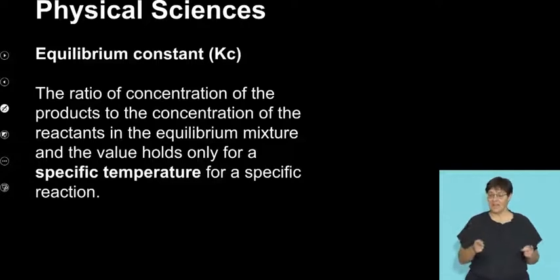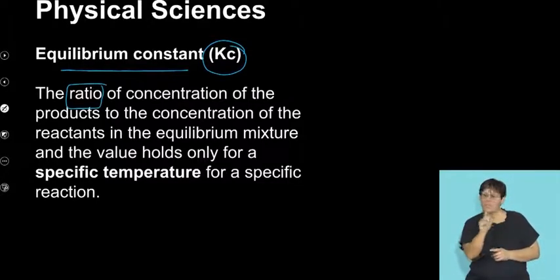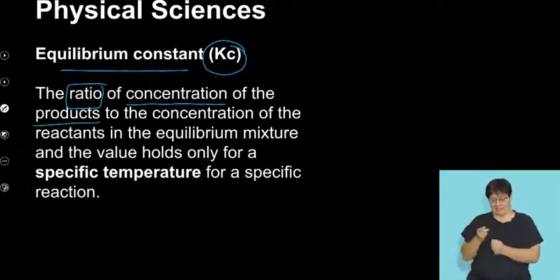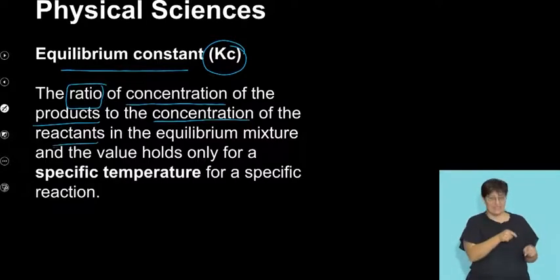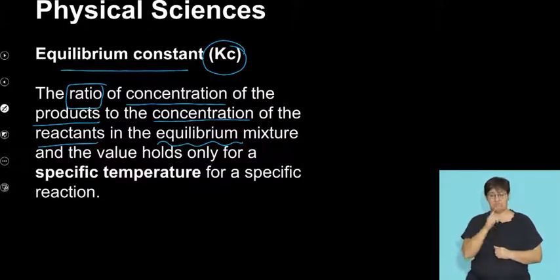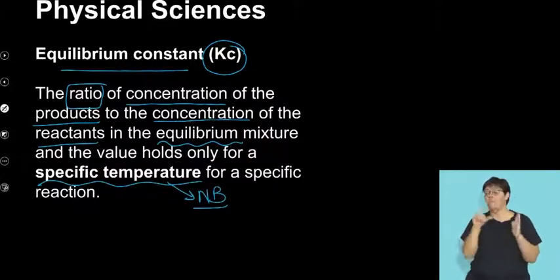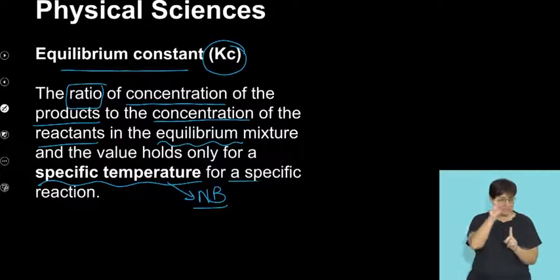That brings us to the definition of equilibrium constant, as we said, Kc. Kc is the ratio of the concentration of the products compared to the concentration of the reactants in the equilibrium mixture. It must be at equilibrium. And this value holds for a specific temperature. This is very important for us to remember, and for a specific reaction.